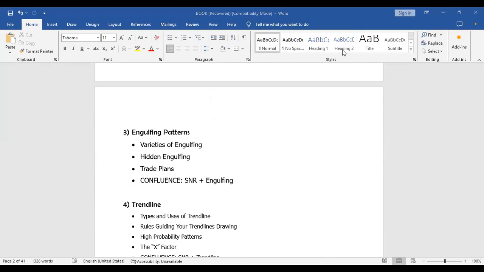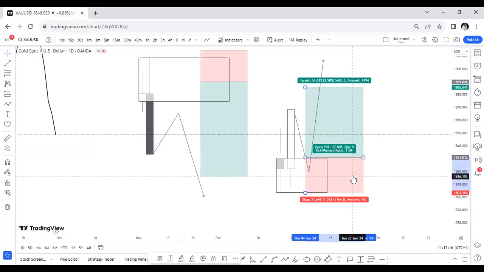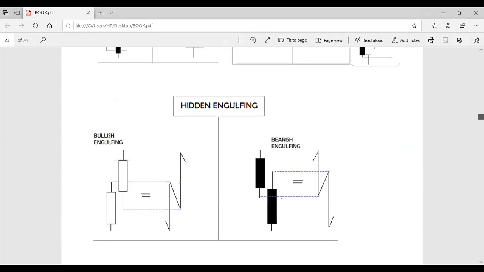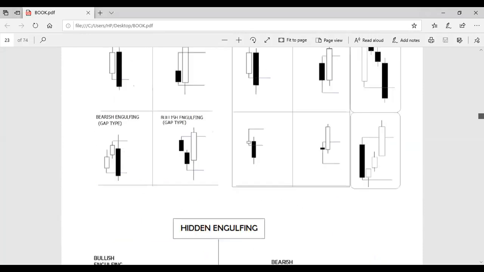That's engulfing for you, and how to identify the zone. So I've shown you different types of engulfing. Then we have this as our gap engulfing. Then we have a special, specific one.